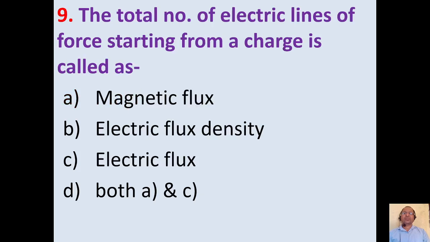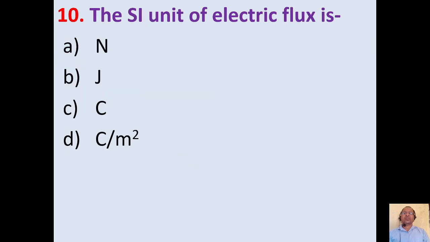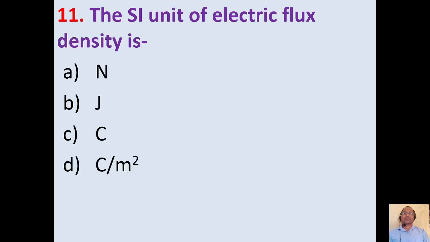The total number of electric lines of force starting from a charge is called as. So this is the definition of electric flux. The SI unit of electric flux. So electric flux, it is nothing but total number of electric lines of force starting from a charge. So its unit is coulomb. The SI unit of electric flux density is. So electric flux density, it is electric flux upon area. So its unit is coulomb per meter square.